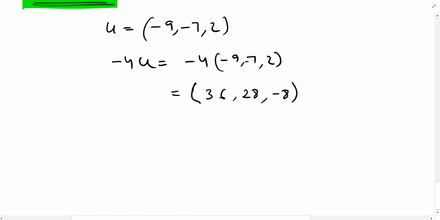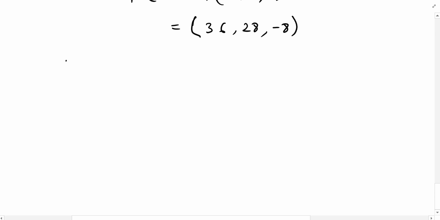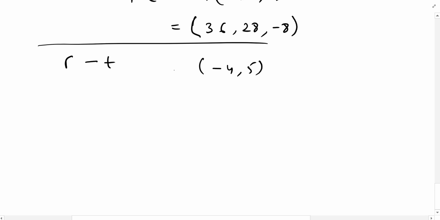That's right. And next, r minus t. Now we do the differences. We already know that. It's pretty simple. So let's say r is -4, and t equals (3, 1), right? So we do r minus t.